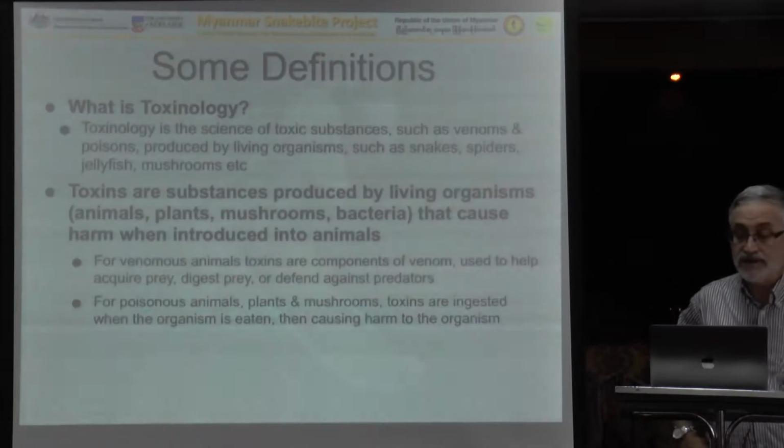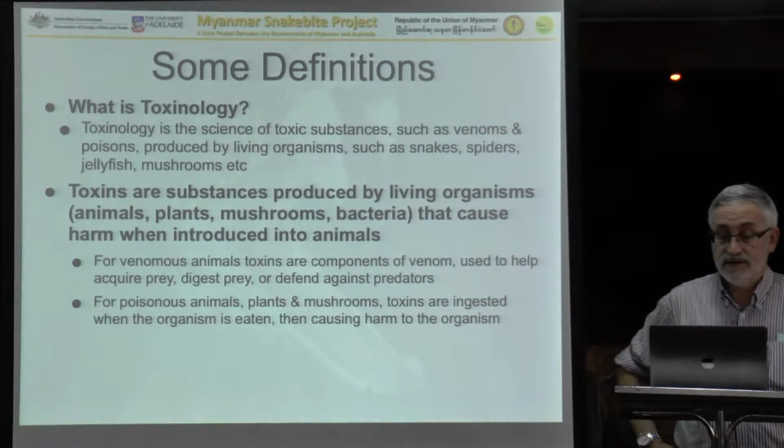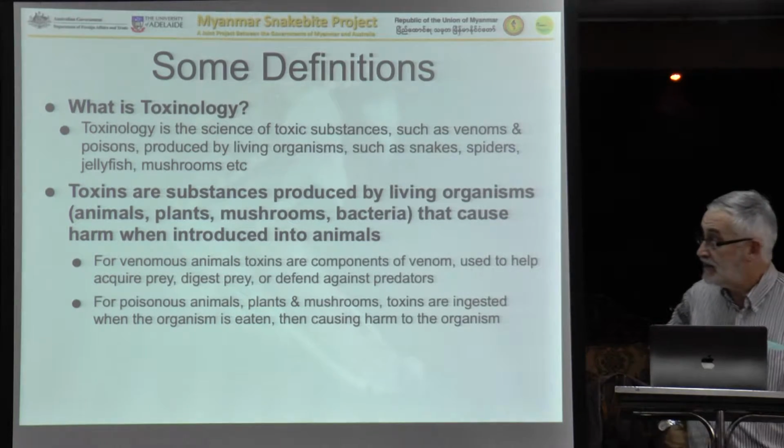For poisonous animals and plants, toxins are ingested when the organism is eaten, then causing harm to the organism.